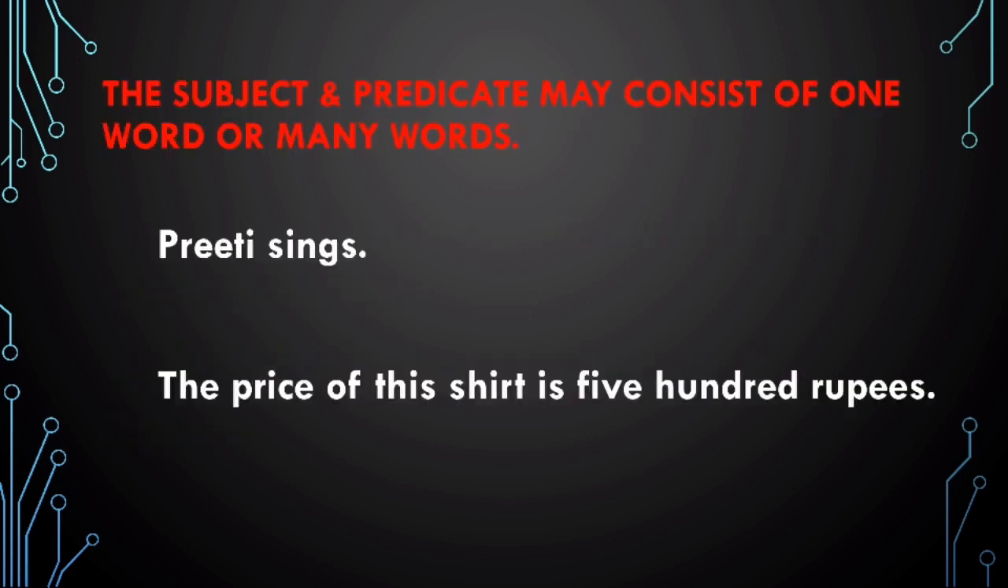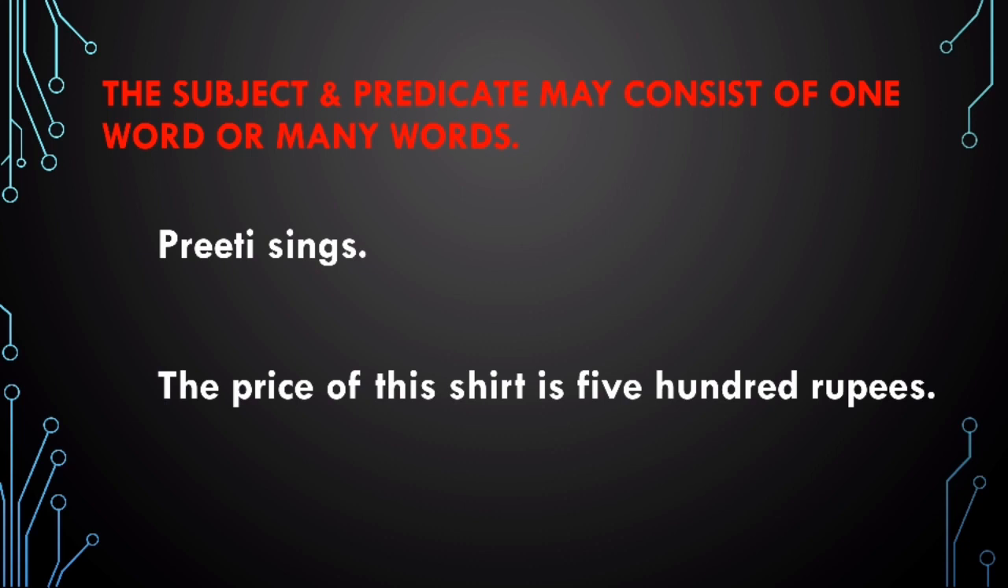So students, subject and predicate may consist of one word or many words. It's not necessary that the subject is only one word. It may be a group of words. And predicate, the same goes with predicate. It's not necessary that the predicate will be only one word. It may be more than one word, right? Like Preeti sings. In this, Preeti is the subject, one word. Sings is the predicate, one word.